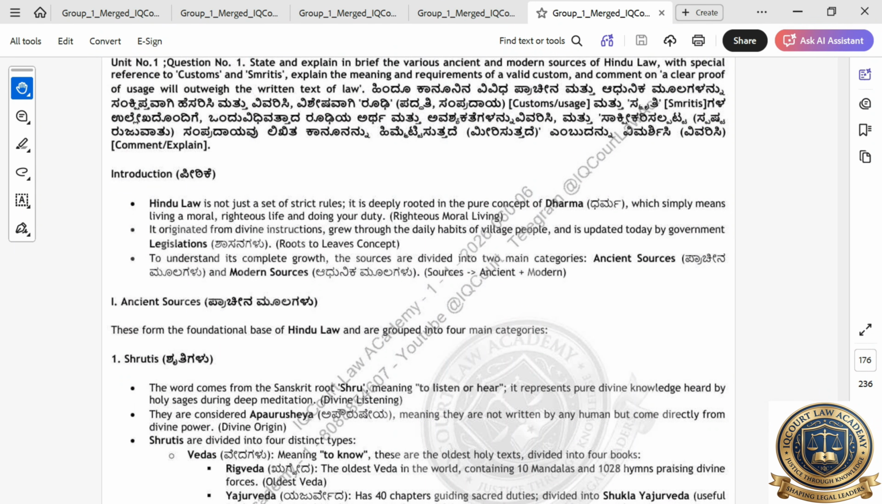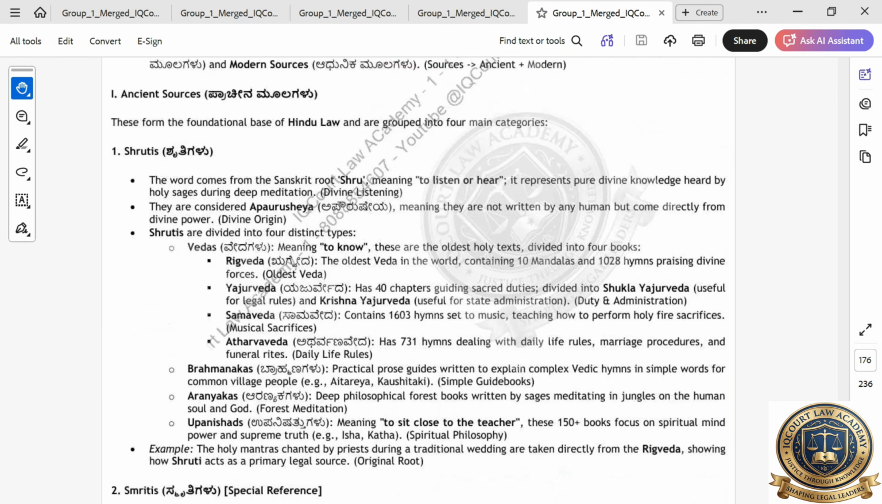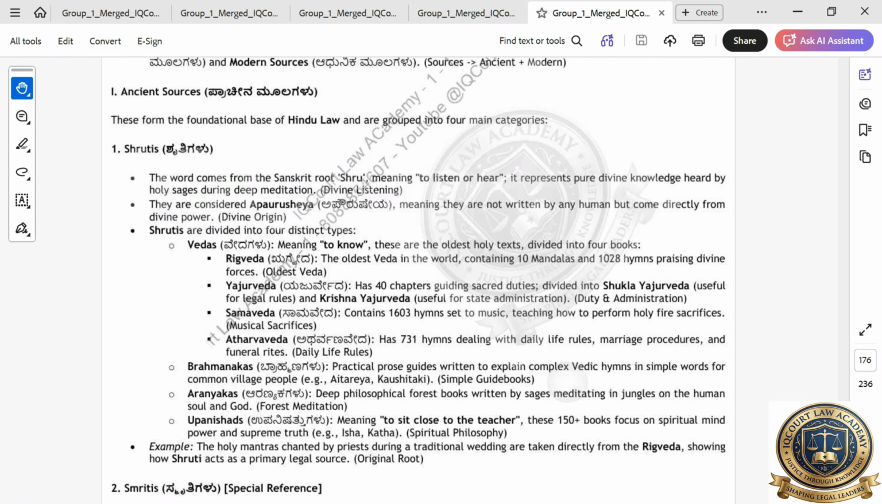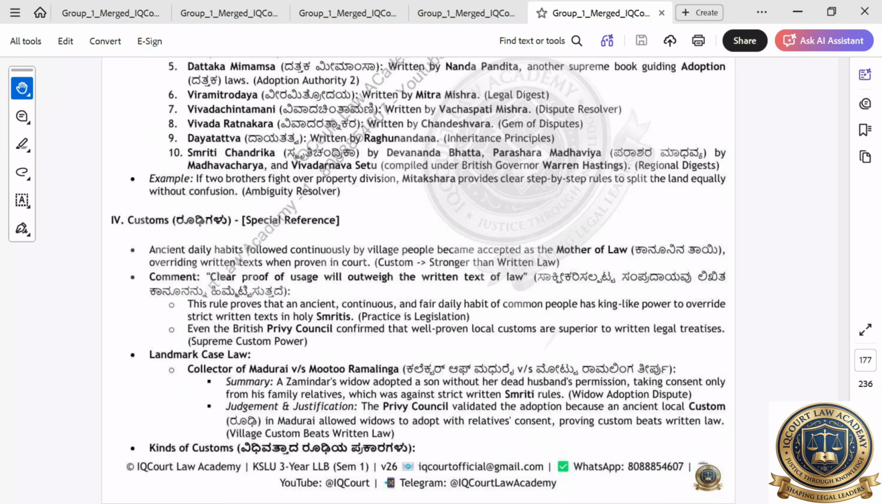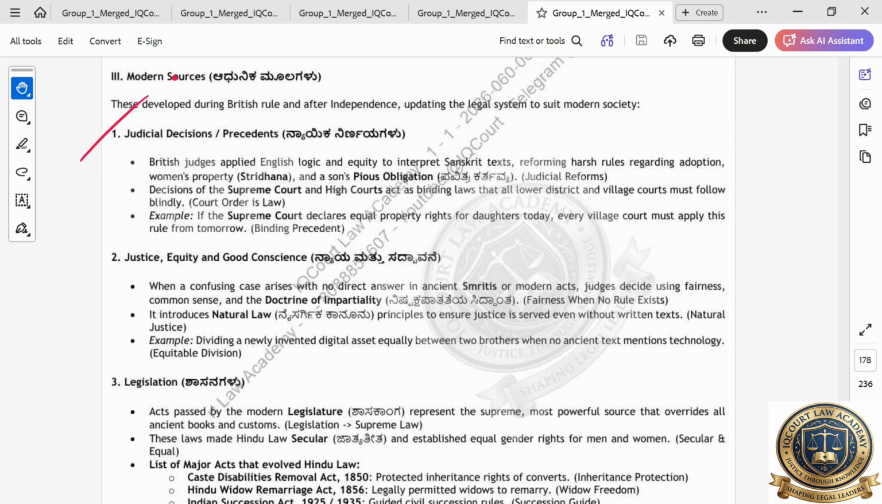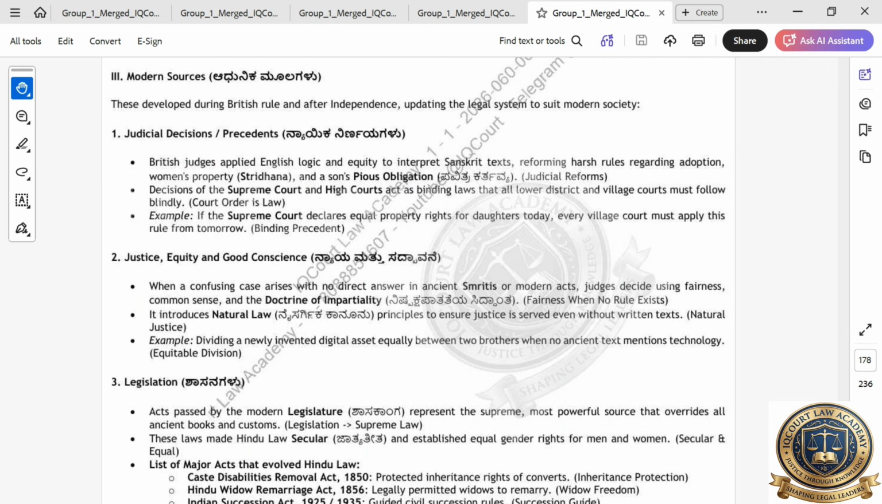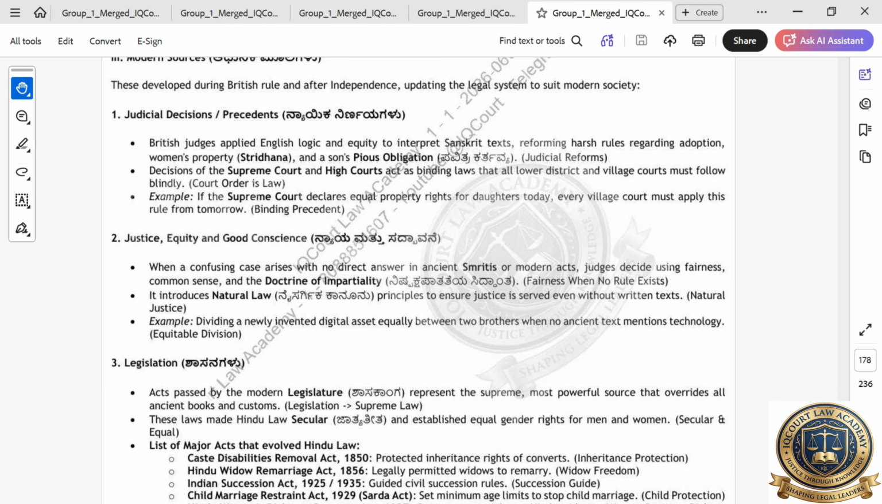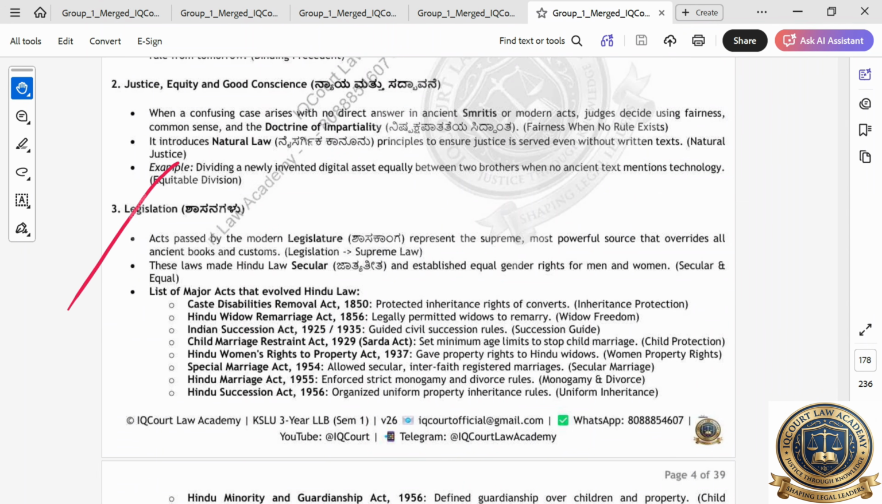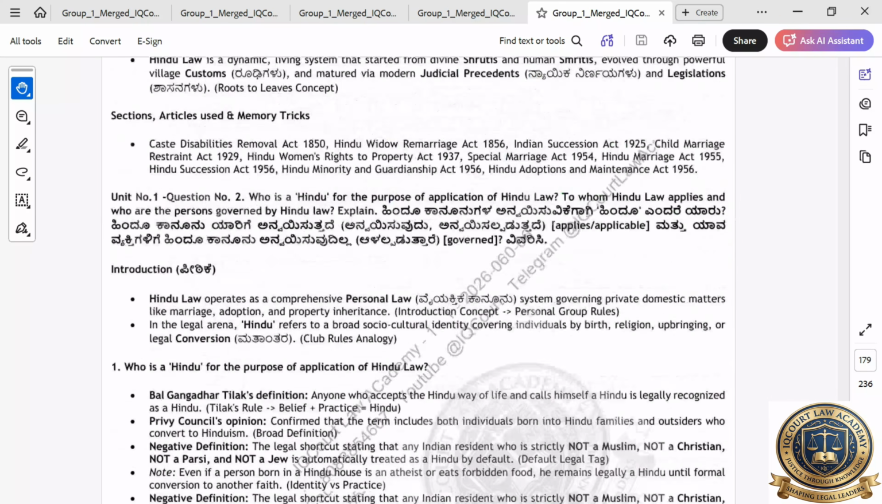To understand this, we divide it into two sources, that is ancient sources and modern sources. Ancient sources are Smriti, Shruti, commentaries, digest and customs. The modern sources are judicial decisions, means court judgments, Supreme Court judgments. Based on that court judgment, and justice, equality and good conscience, and legislation, ಶಾಸನಗಳು MLA MP ಗಳೆಲ್ಲ ಸೇರ್ಕೊಂಡು ಮಾಡ್ತಾರಲ್ಲ, laws, acts, ಅದರ ಬೇಸ್ ಮೇಲೆ ಇದನ್ನ ಆಡ್ ಮಾಡಿದ್ದಾರೆ. So like this we have explained each and everything.